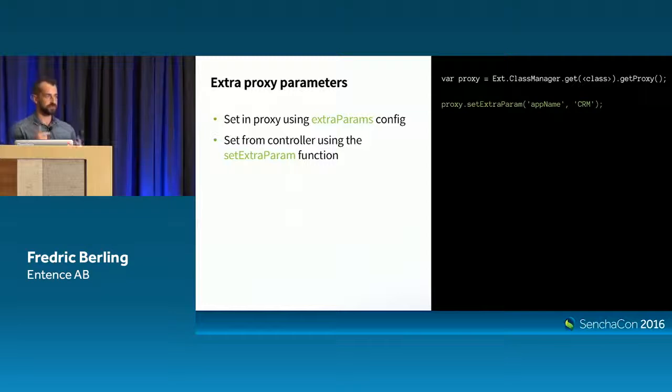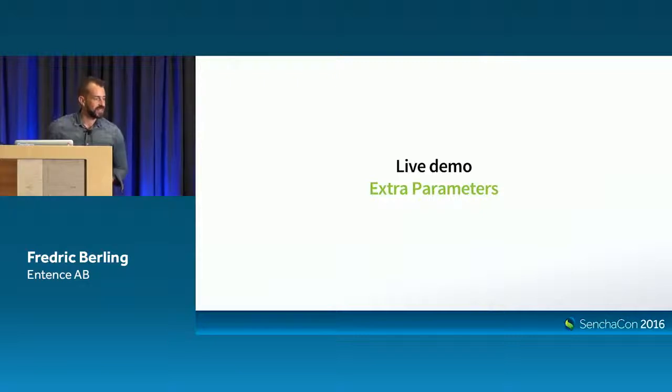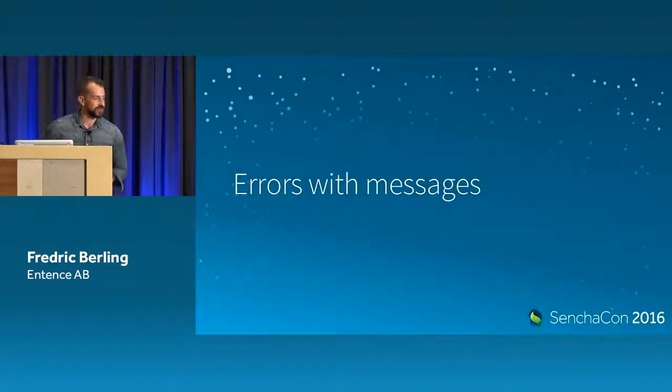So basically, you can just change that from the controller, or you can send parameters as an object to most of the operations you're doing. So save and sync, for example, can take an object which is the config for an operation, which takes params. So if I want to send the height of the current view, I can send that with it on save or on sync. So that's pretty much it, I guess.